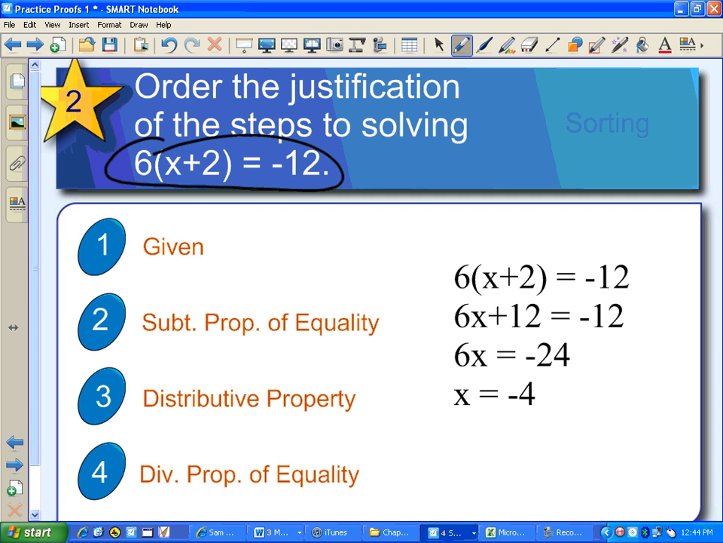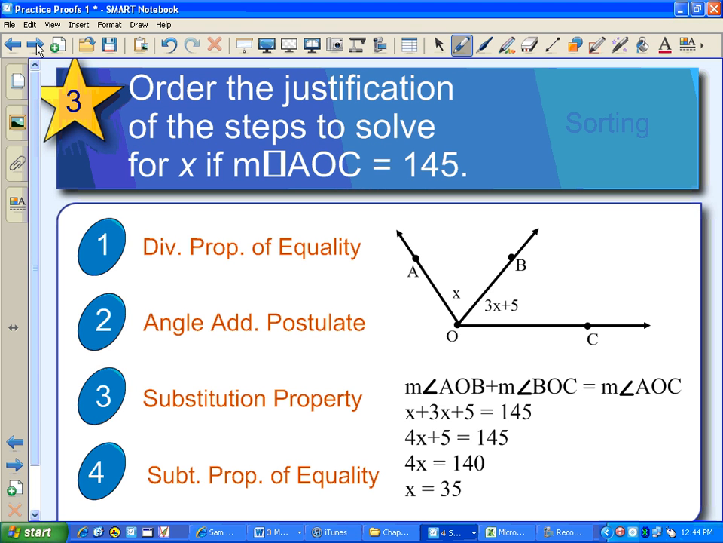Here again, I'm given some information. So the first one is given information. And then I distributed the 6. So that would be the reason for this one. That's my justification. Then I subtracted 12 from both sides to get here. And then I divided both sides by 6 to get there. So just matching up some reasons.